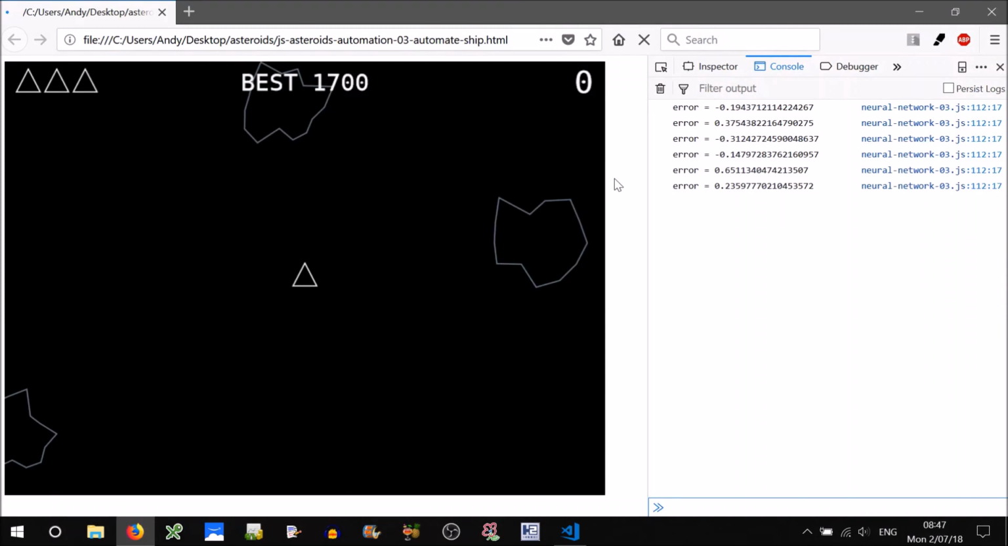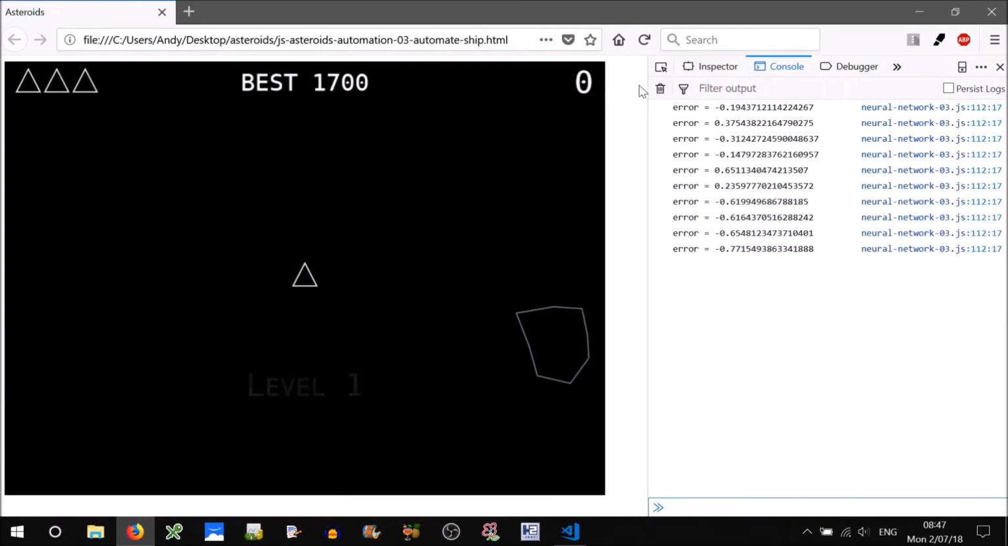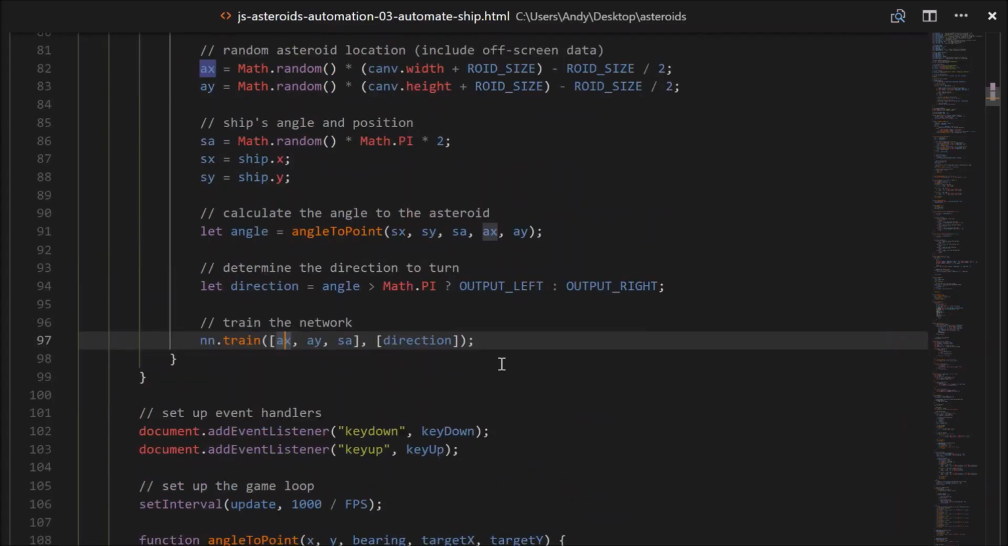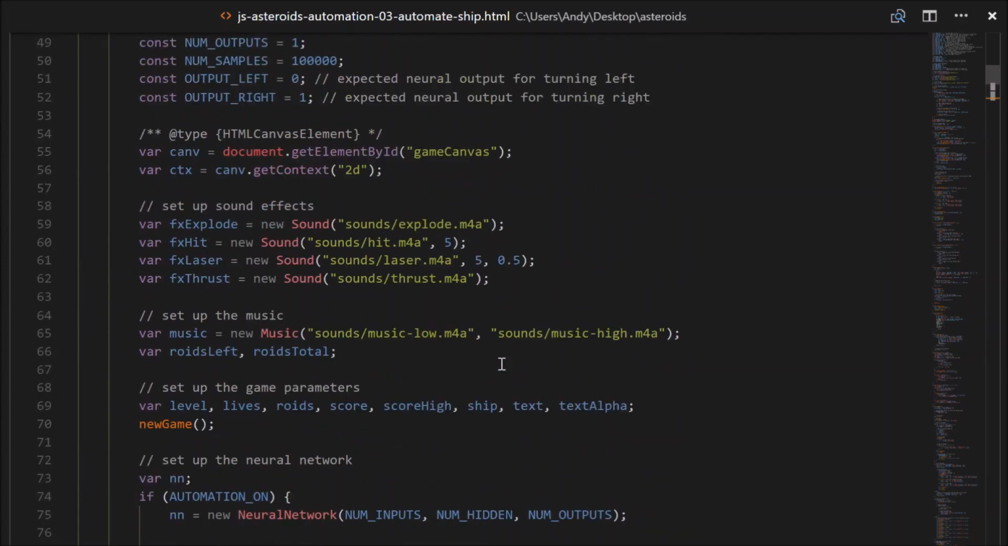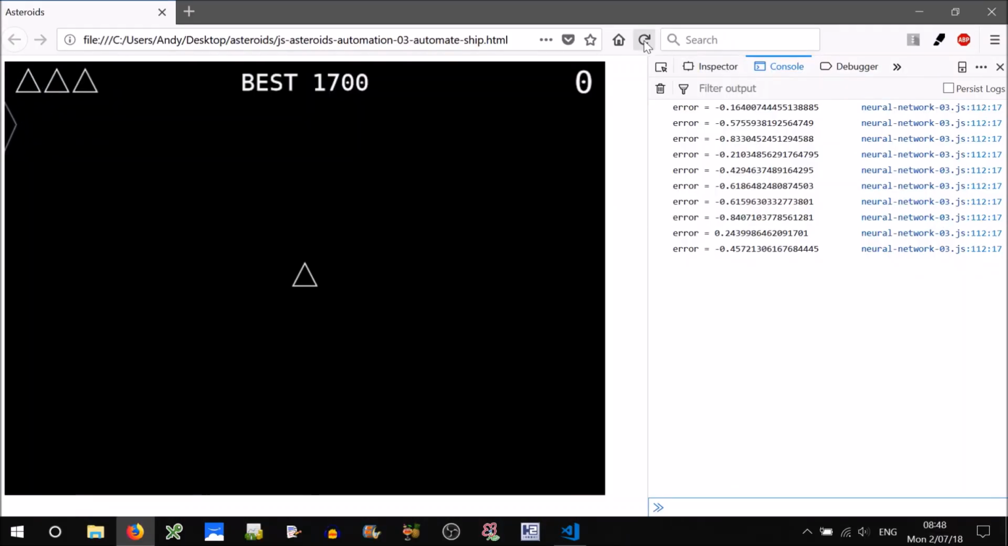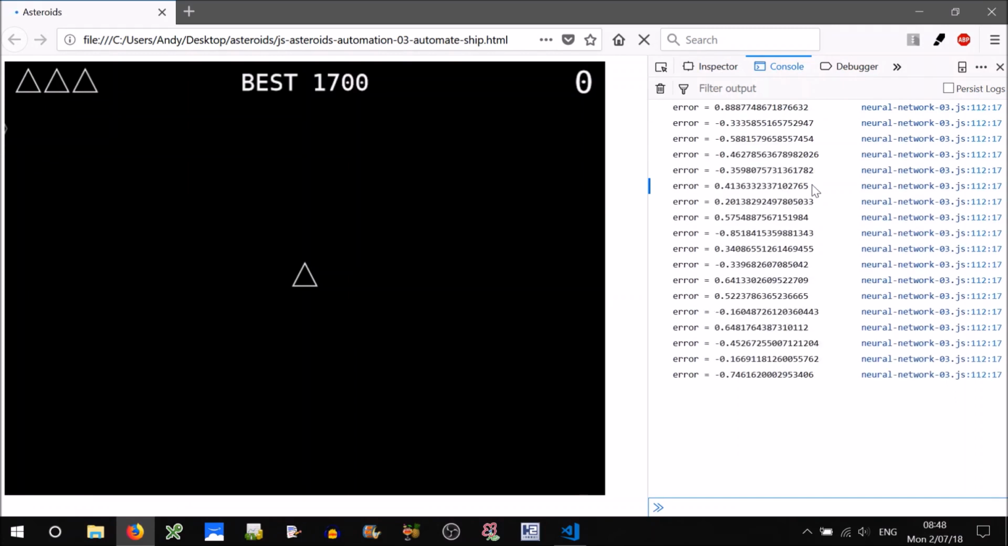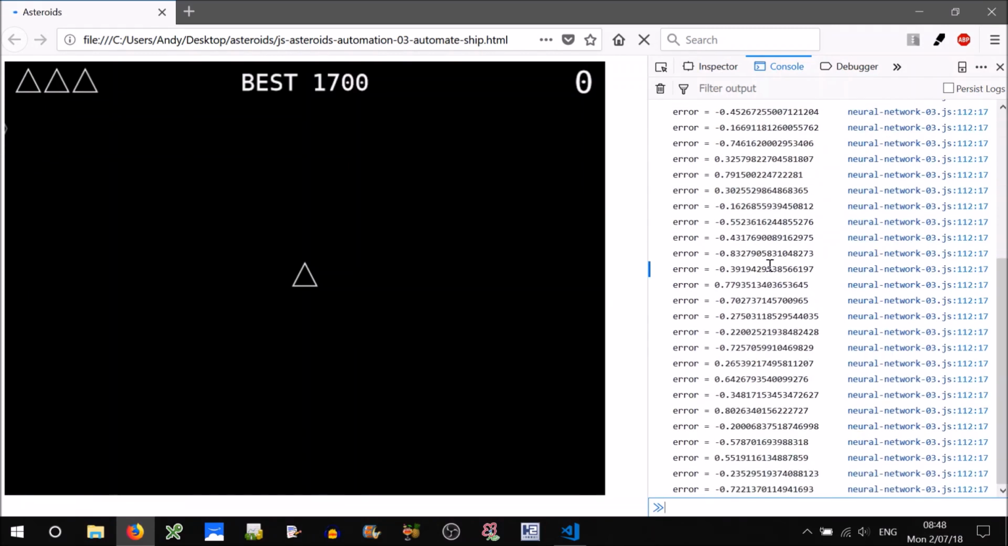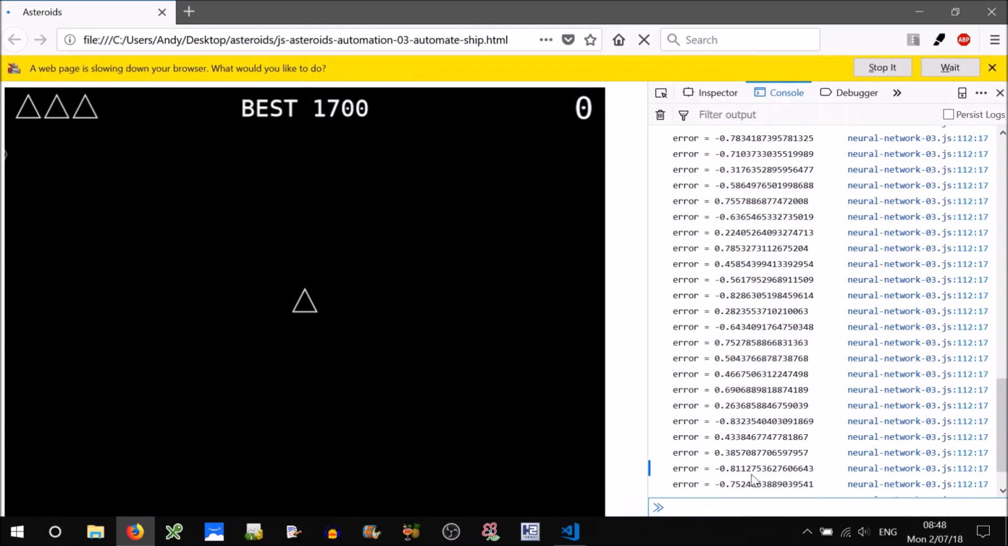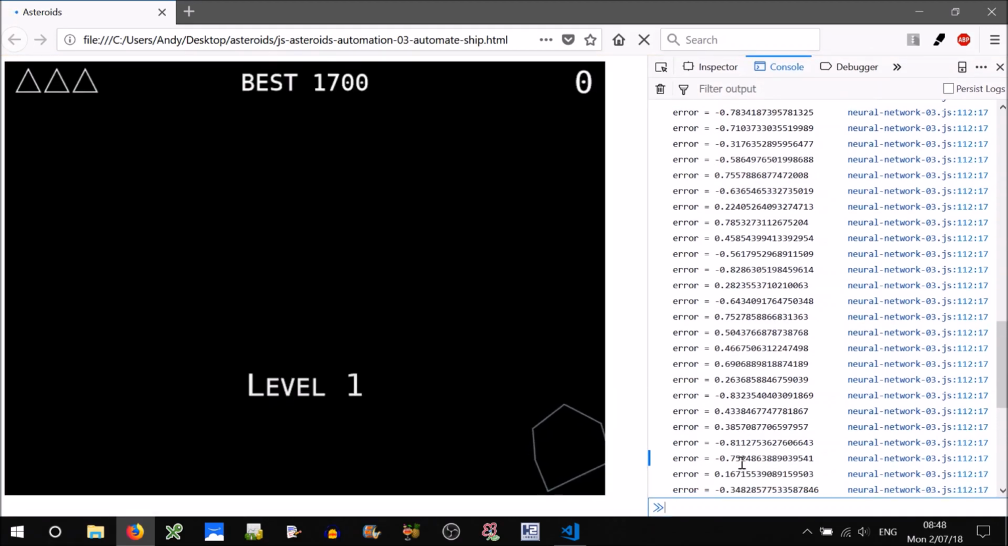Okay, you can see that these errors don't seem to be getting any better. Let's pump up the number of samples. Just while we're here, that's the number of training samples. So we'll pump that up to 1 million. Let's see what that does. To me, that looks like it's not getting anywhere because these errors are still incredibly large. They're not getting any closer to 0. So I don't like that.